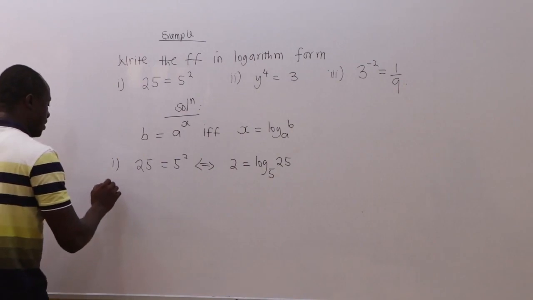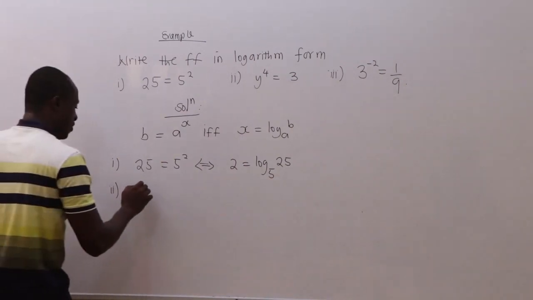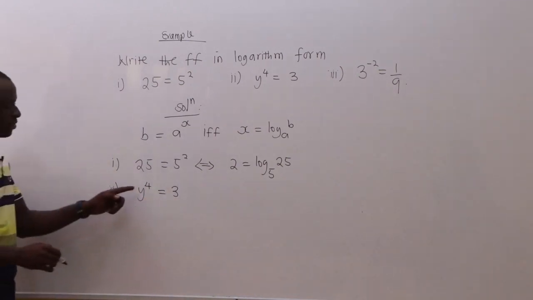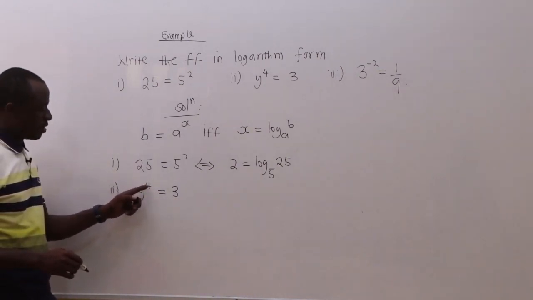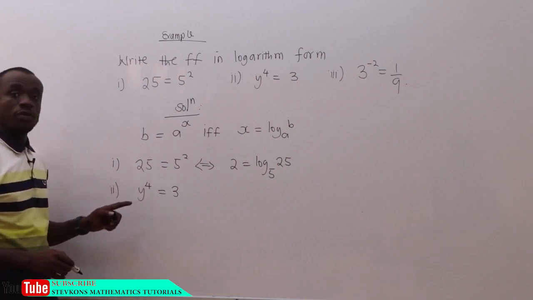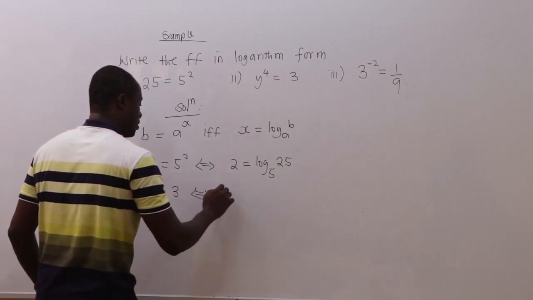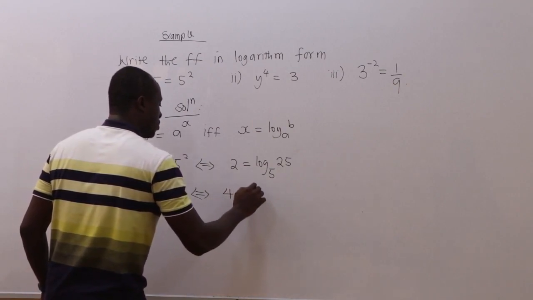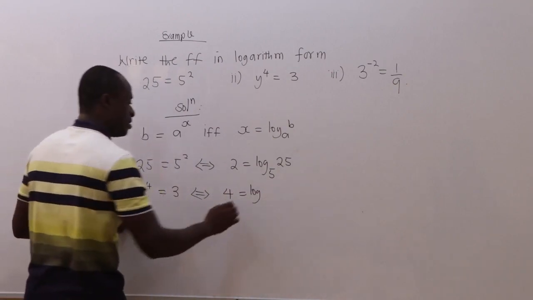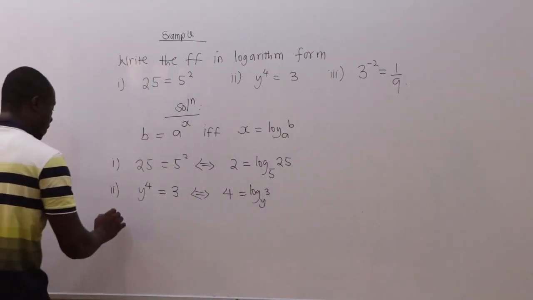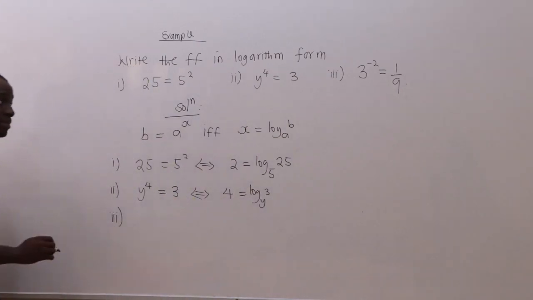Now let's see the second one. We have y to the power 4 equal to 3. So here, the exponent, this power here, is what we call logarithm. So this, if and only if, 4 is equal to log. Now what is the base? The base is y, of 3. Very easy, very trivial, and interesting as well.